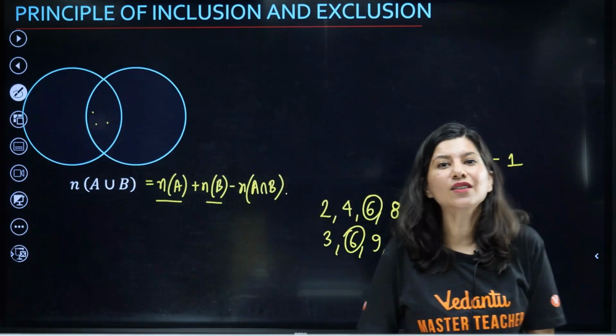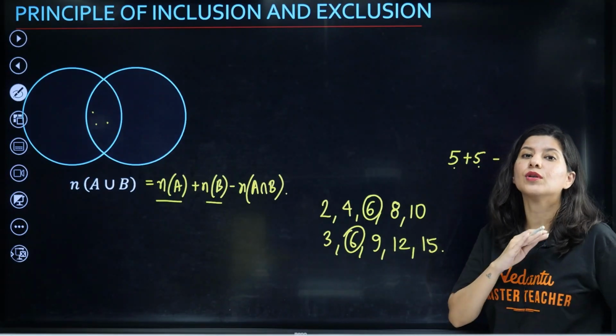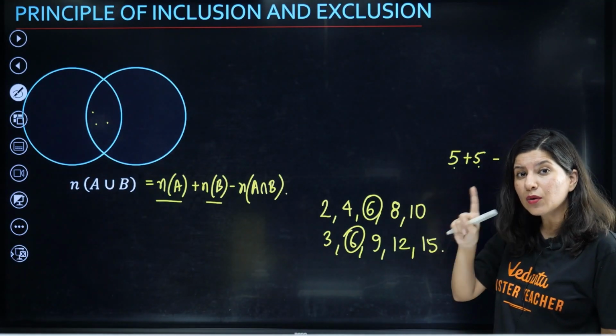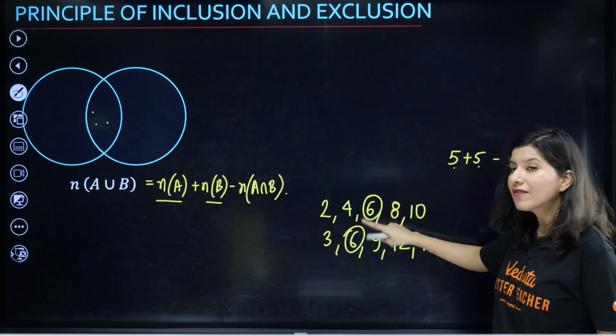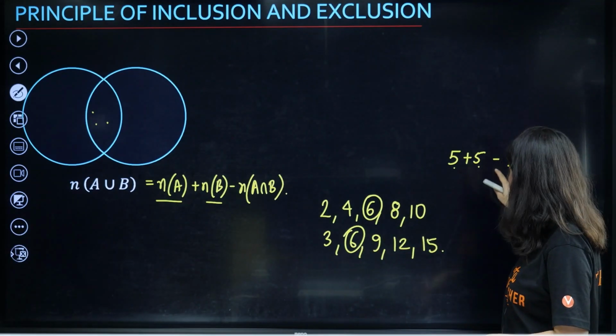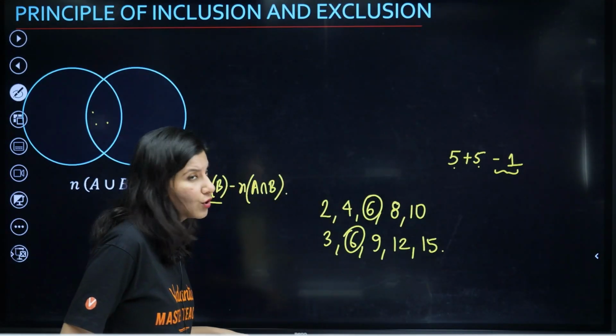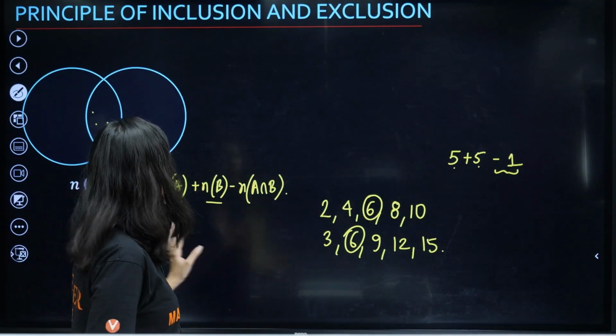We needed to count 6. It's not the case that we want to remove 6 from everywhere. No. We want to have 6, but only once. Because we have counted it twice by mistake, that's why we are doing -1. We are not doing -2. So that's how it is, right?